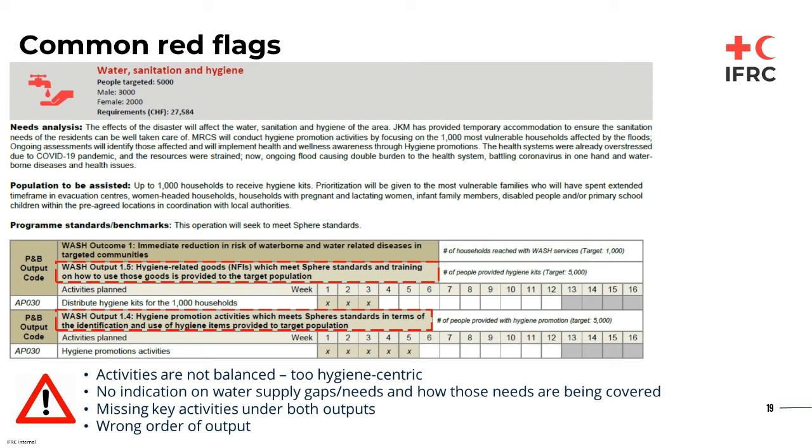Output 1.5 is also missing a few key activities, for example, training or orientation and monitoring of the use of hygiene kits. Remember what was mentioned earlier, no distribution without training and monitoring. Lastly, the order of output is also incorrect, where output 1.4 should be mentioned first, followed by output 1.5.